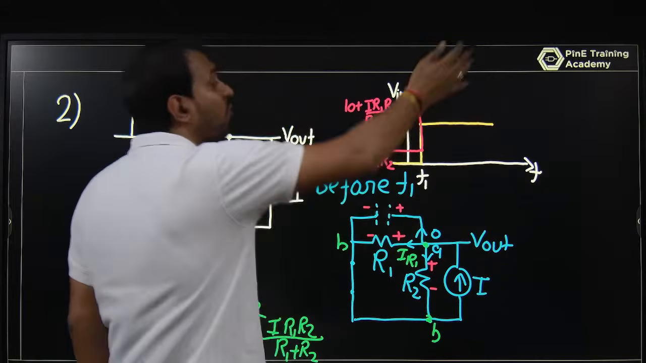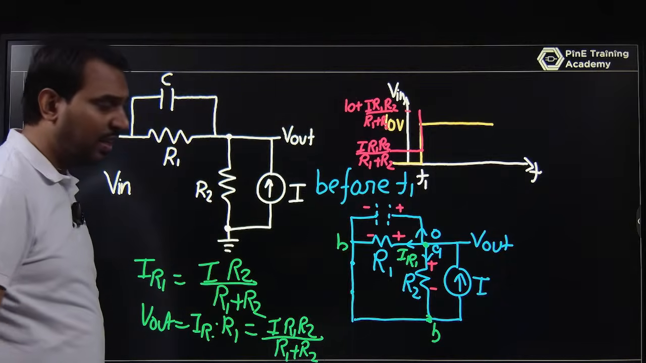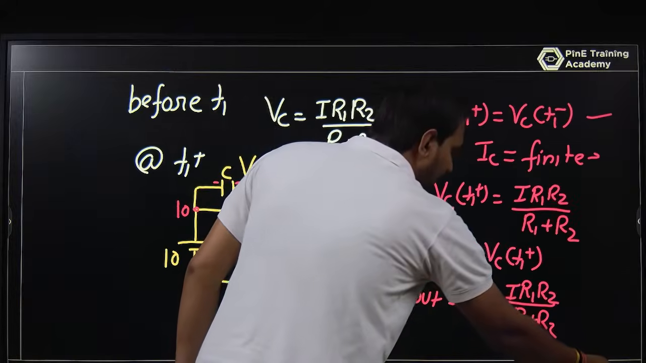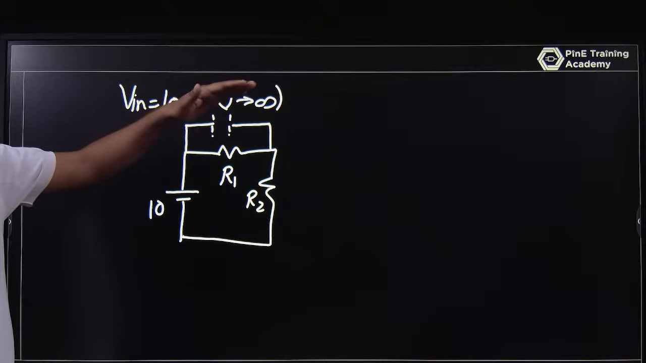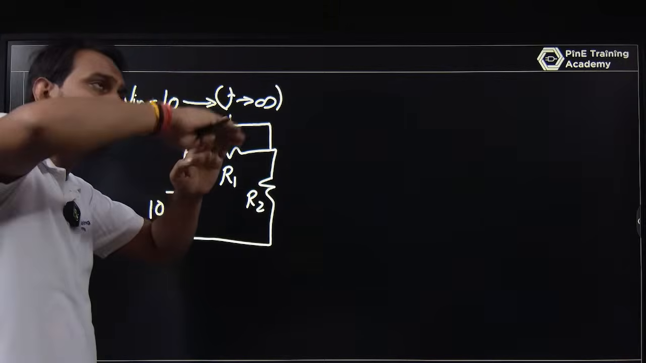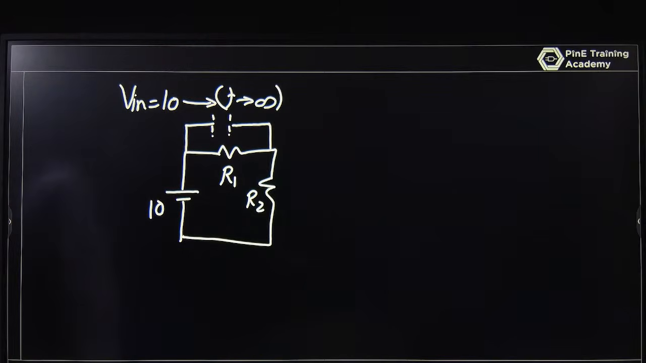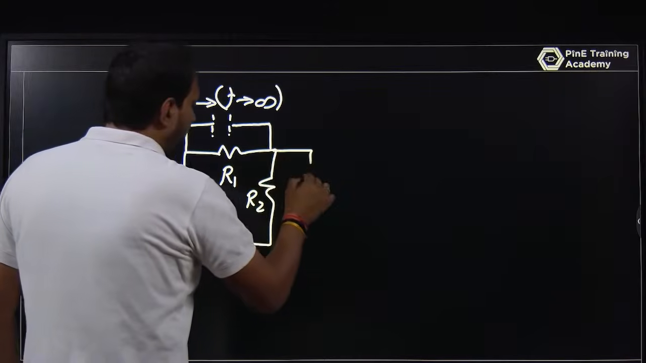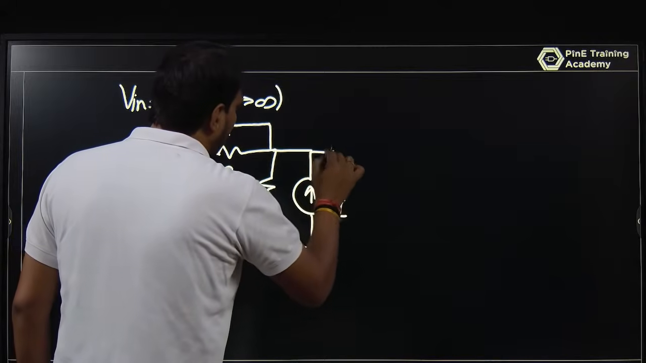So I am talking about what will be the final value of V out, or the value of VC in the final state. I am focusing on the 10 volt remaining the same. I find the initial value and the final value, write the equation, and we can find it. This will be the exponential graph. This is the current I that is given, and what is your V out?